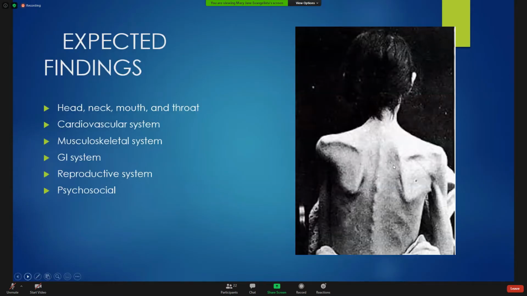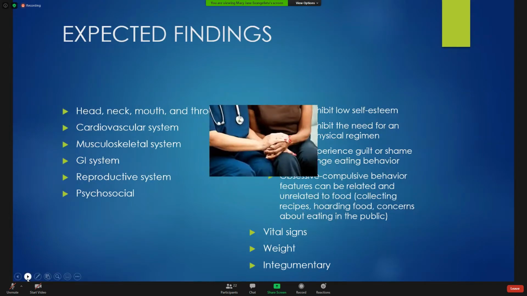Another information. This is a picture of, obviously, anorexia nervosa. I told you I saw one in Las Vegas. She's very pretty, head to toe, wearing a nice dress, a nice bag, but very, very skinny, like a skeleton. Of course, expected findings, we have to check everything: head, neck, mouth, throat, cardiovascular, musculoskeletal, reproductive, psychosocial. We need to follow the head-to-toe assessment. That is for anorexia.